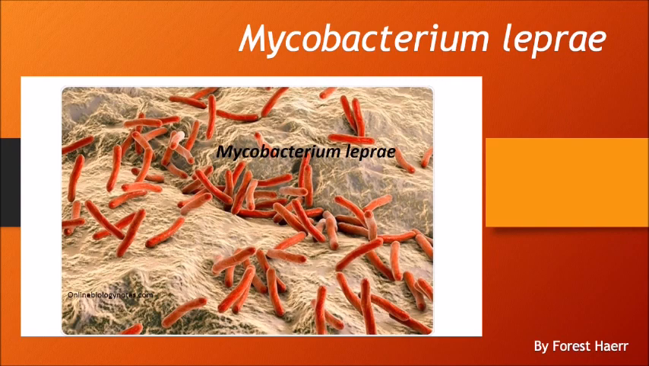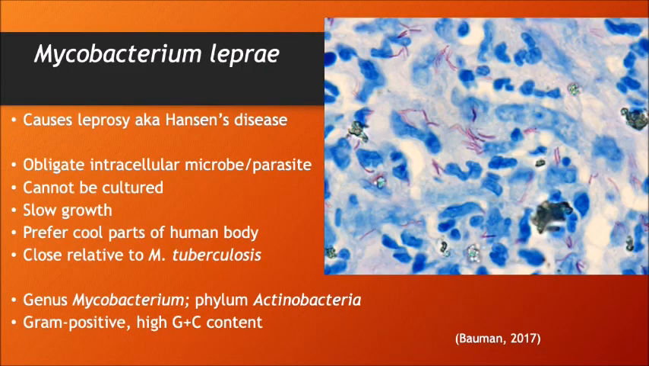This is Forrest, and I'm presenting about Mycobacterium leprae. This is the bacteria that causes leprosy or Hansen's disease. It's an obligate intracellular parasite. It cannot be cultured. It's characterized by very slow growth, prefers cool parts of the human body, and is a very close relative to Mycobacterium tuberculosis.